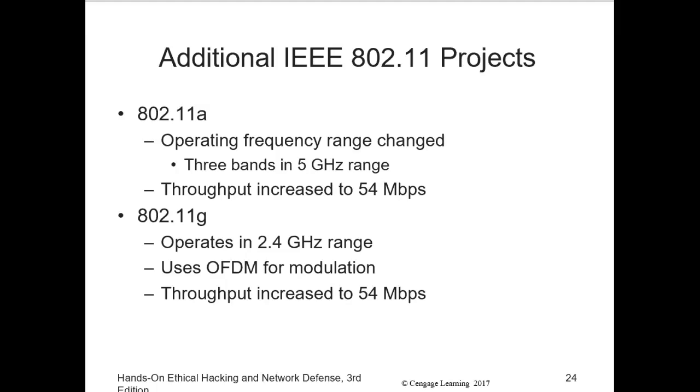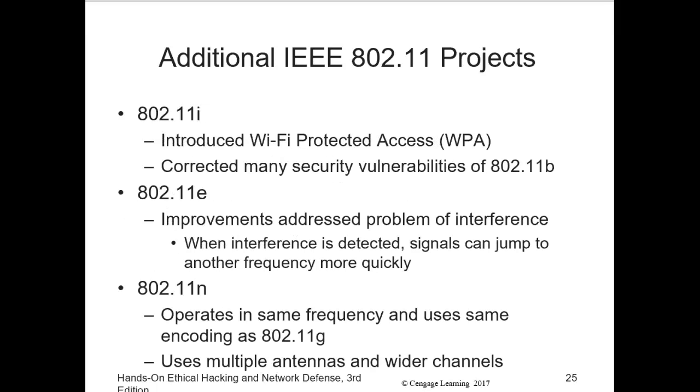So as I mentioned, you had the A standard, the B standard, and then even the G standard, still operating in the 2.4 gigahertz range. Notice A went to the 5 gigahertz range, but G was back to the 2.4 gigahertz range using OFDM modulation, and it was able to increase throughput. Throughput is really the goal, right? Don't we all hate a slow wireless network?